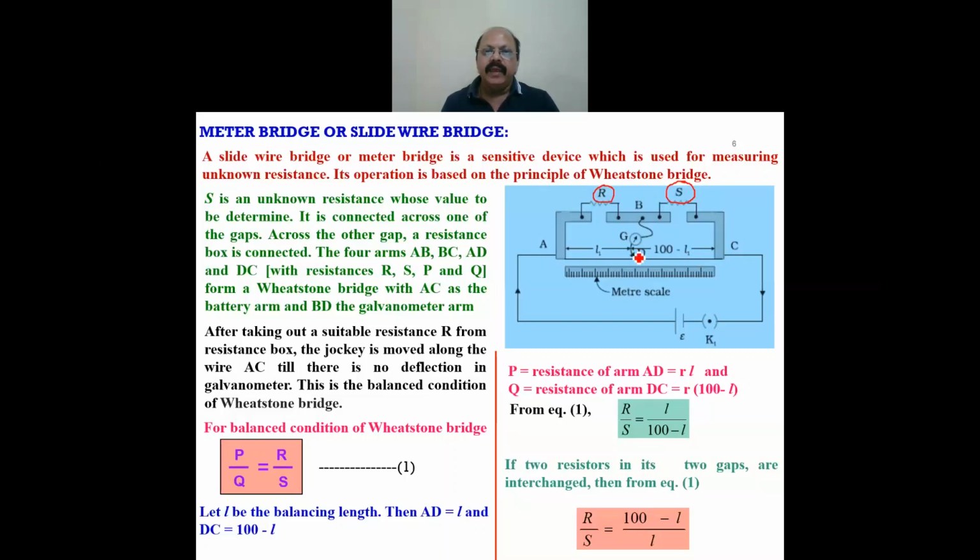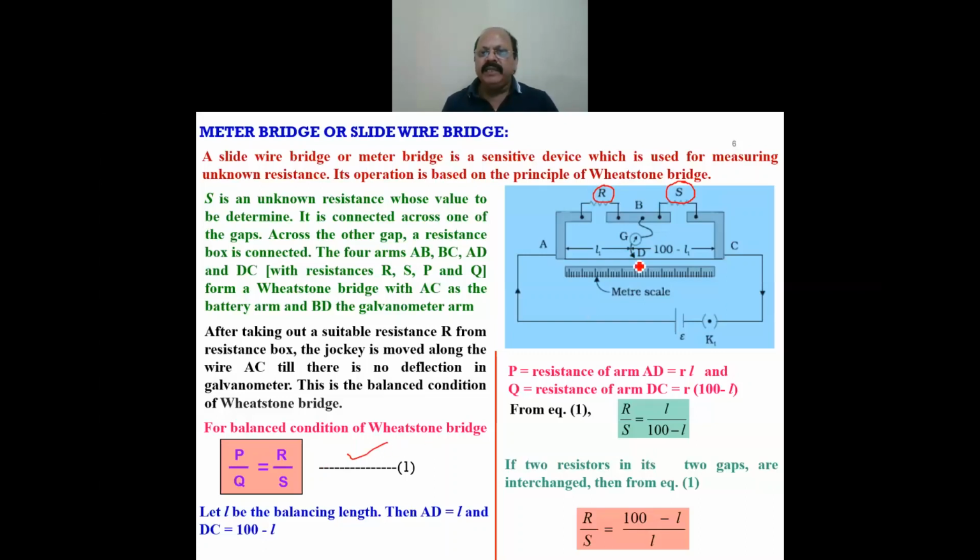Now, after taking a suitable value of resistance from the resistance box, with the help of this jockey we find a point on this wire at which the galvanometer shows zero deflection, that is no deflection. Then we say that the bridge is balanced, or we get balanced conditions. Already we have calculated the condition of balancing of the Wheatstone bridge, that is P upon Q is equal to R upon S. So mark this equation number 1.